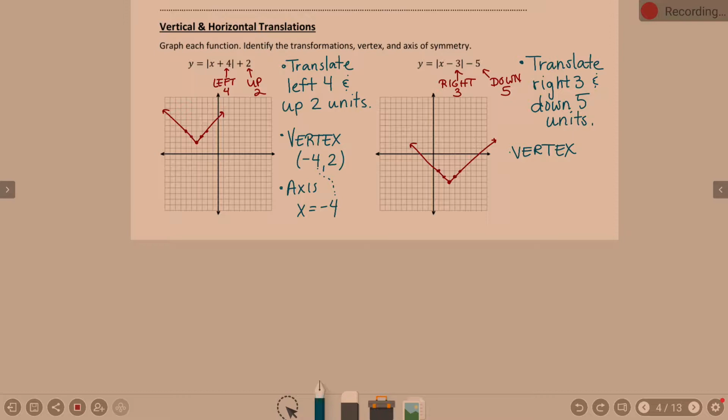Okay. Did you write down vertex? What did you write down? 3, negative 5. Since we went right 3, down 5, 3, negative 5. And did you write down axis? What did you write down for your axis? x equals 3. Okay, it's always x equals a number, and it's x equals 3. As you start looking at your vertex, realize my vertex is just these two numbers here, yes? I just have to do the opposite sign of the first one, and then the sign of the second one. Okay, we can handle that, right?